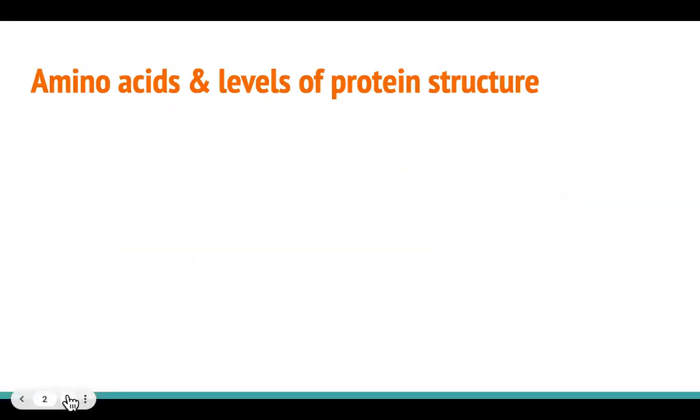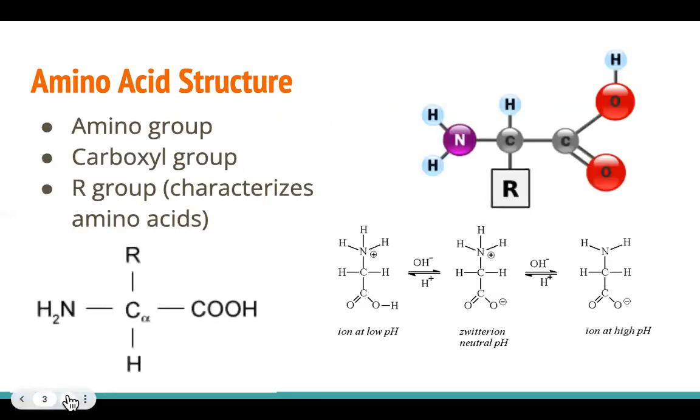Okay. So starting off with amino acids and levels of protein structure. And obviously, if you guys have any questions along the way, feel free to stop us at any time. You can just raise a hand if you're in person, or if you're on Zoom, you can type it in the chat or unmute yourself. Anything is okay. We're a small group.